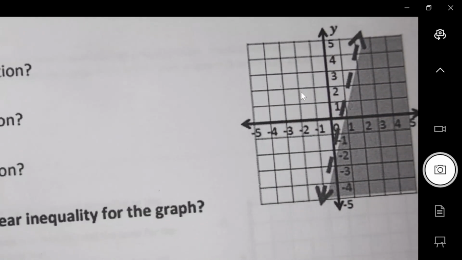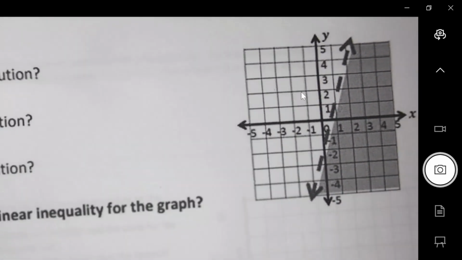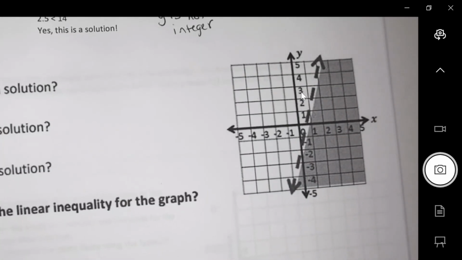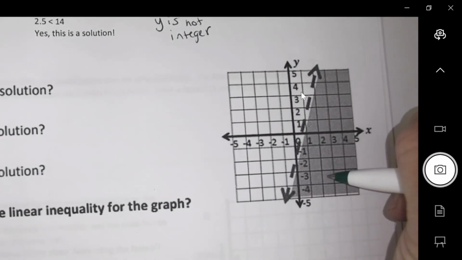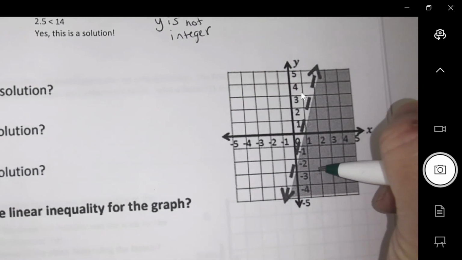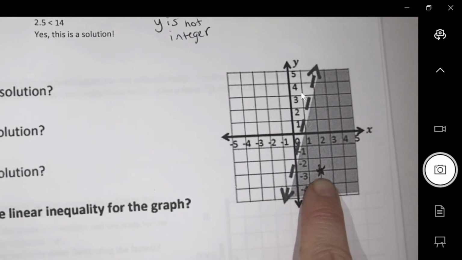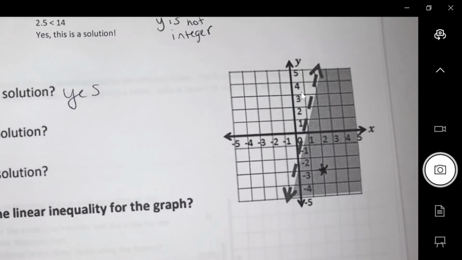Okay, is on a graph a solution? So the first one is 2, negative 3. So I would be right here, 2, negative 3. So that's in our shaded zone. So yes.